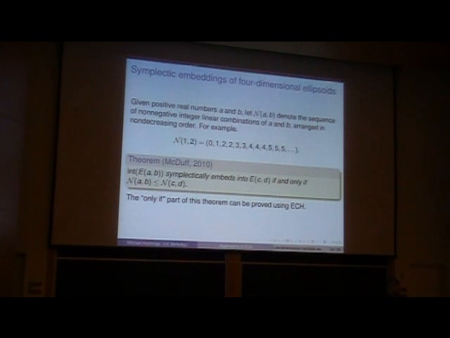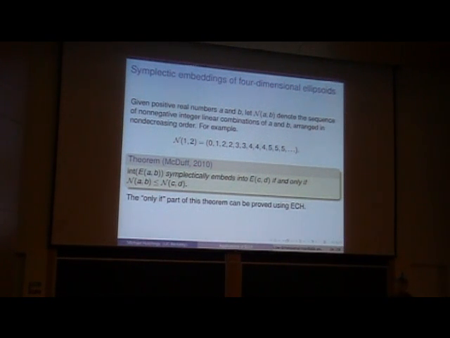So to state the theorem, given two positive real numbers a and b, let's look at the set of all non-negative integer linear combinations of a and b. That's just some collection of real numbers. And let's write that set of real numbers in increasing order with repetitions.